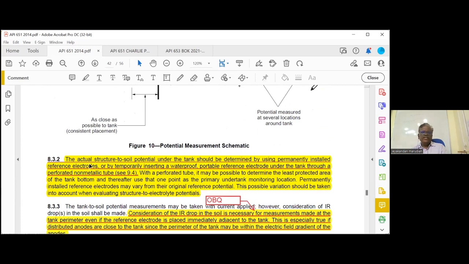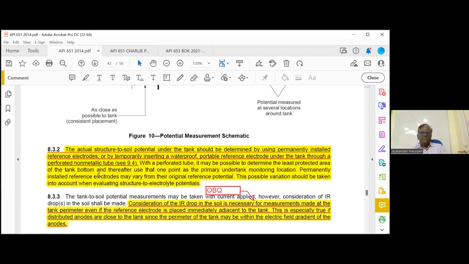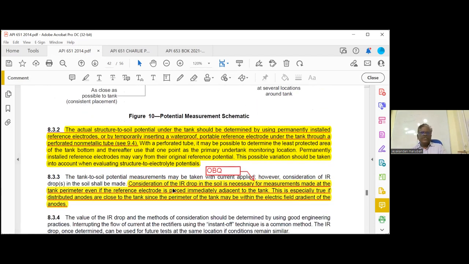Then 8.3, to highlight: the actual structure-to-soil potential under the tank should be determined by using a permanently installed reference electrode or by temporarily inserting a waterproof portable reference electrode under the tank through a non-porous non-metallic pipe. So either you can use a permanently installed electrode or you can temporarily install it. Then 8.3.3, second, consideration of the IR drop in the soil is necessary for measurements made at the tank perimeter, even if the reference electrode is placed immediately adjacent to the tank. This is especially true with distributed anodes close to the tank. So the actual IR drop also you have to measure.